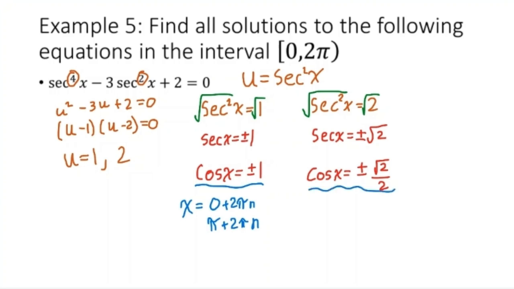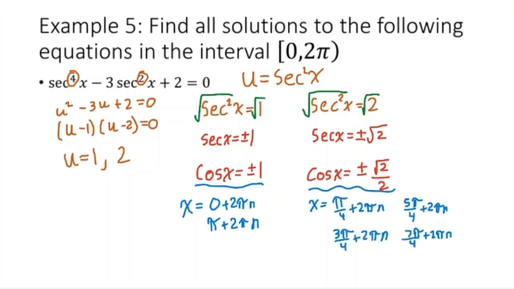In our second equation, we're looking for all points that have an x component of either positive root 2 over 2 or negative root 2 over 2. And from the unit circle, we get pi over 4, 5 pi over 4, 3 pi over 4, or 7 pi over 4. Pi over 4 and 7 pi over 4 cause cosine of x to be positive root 2 over 2, while 3 pi over 4 and 5 pi over 4 cause cosine x to be negative root 2 over 2. So in total, I have 6 families of solutions, but I only want the solutions between 0 and 2 pi.